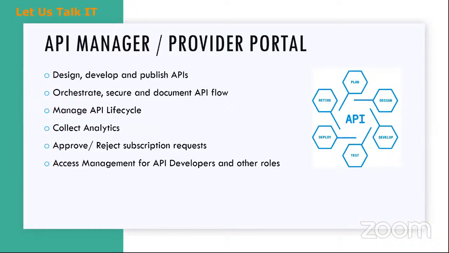And what else can it do? It can orchestrate, secure, and document your API's flow. Let's say you want to build an API that can work for US, for Mexico, for Canada. Let's assume there is some business functionality. Let's say you have 3 different backend services, one providing data for US, one for Mexico, one for Canada.